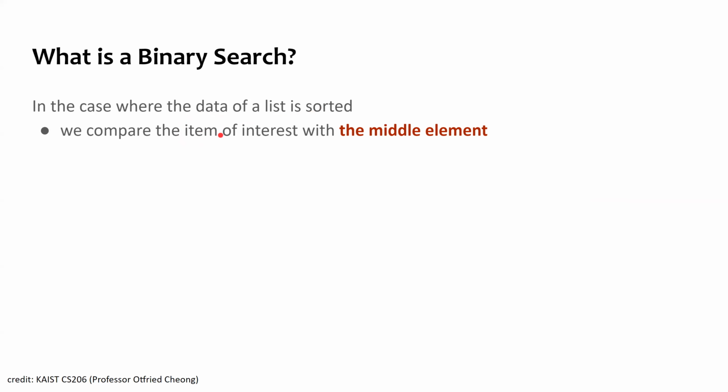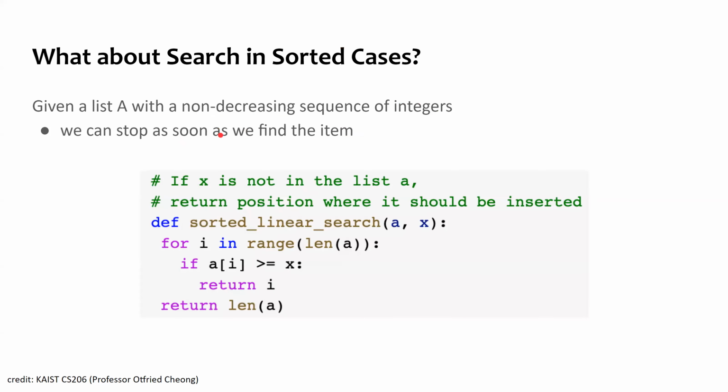So there was a question regarding sorted linear search. If there is no item that matches x, then we are going to return the length of A. So if there is no item matching x inside array A, we are returning length of A, okay? And that could be the position of x, the future position.